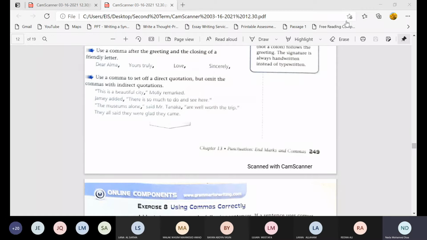Okay, Asma, number one. Exercise eight, number one, Asma. Bilqis. Bayan. Zaina. Yes, miss. Number one. Should I read it or say the answer? Yes, tell me where I add the comma. We're going to put it after act one. Yes. To separate the act and the scene. Excellent. Act one, and after? Scene four. Yes, excellent.